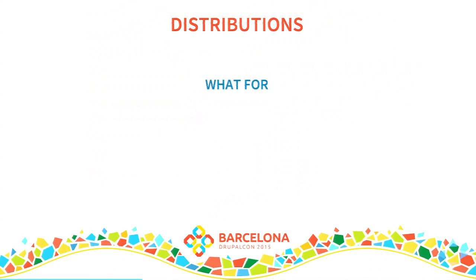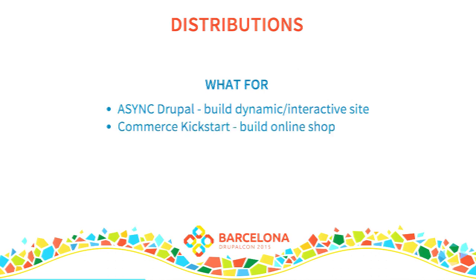So what have we used distributions for in general? We have used async Drupal to build dynamic interactive sites. So if you want to have lots of Ajax and stuff, maybe you can have a look at this. We have used Commerce Kickstart to build online shops, which is really nice. Most of the time we built the online shop with Commerce Kickstart, but we didn't use it on the live site. I will tell you later a little bit more why we didn't do it that way. But we, for example, built our own features within Commerce Kickstart and then moved them to the actual site.